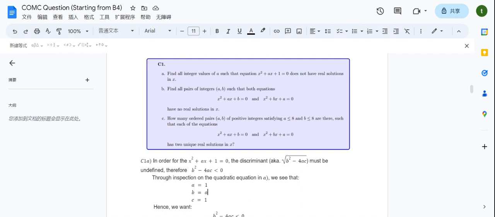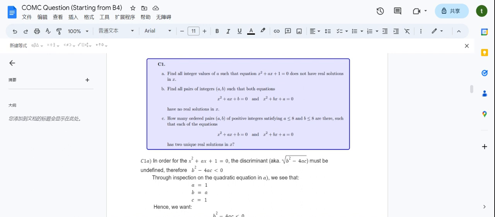Okay, let's start with problem A. In order for ax squared plus bx plus c equal to 0 to have no real solutions, the discriminant, which is b squared minus 4ac, must be negative. Remember, this is discriminant, not discriminate. You may be curious, like why?